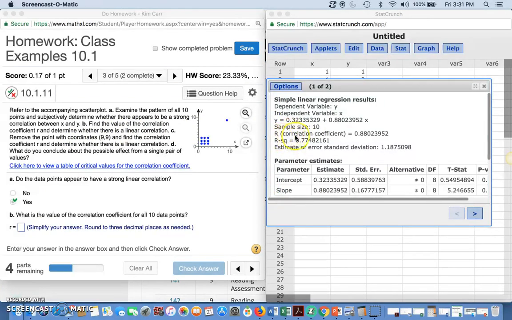Okay, the R correlation coefficient, this is what we're looking for right here. And they want it to 3 decimal places, so that's 0.880.